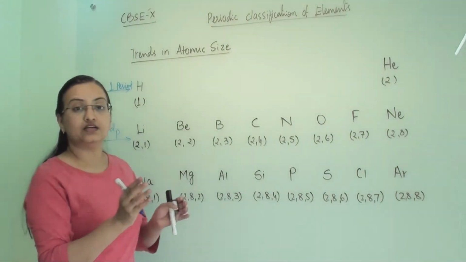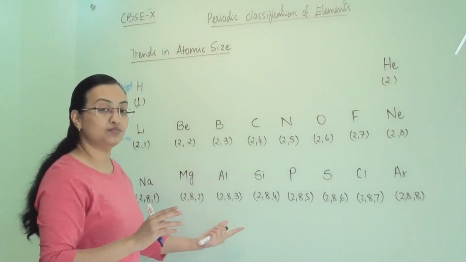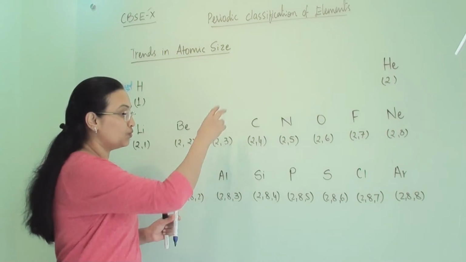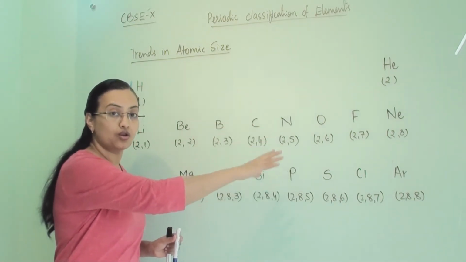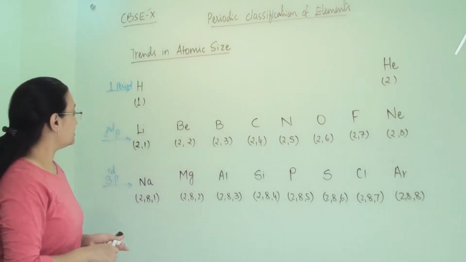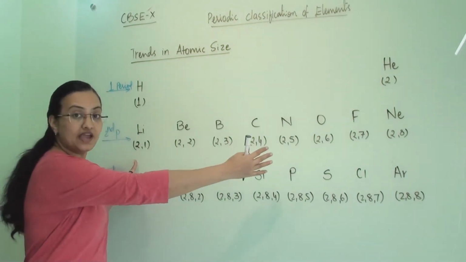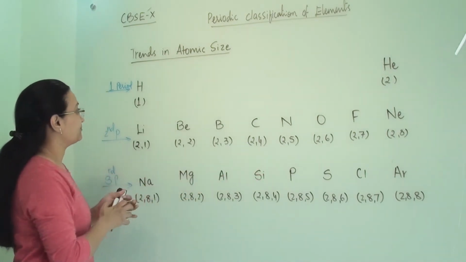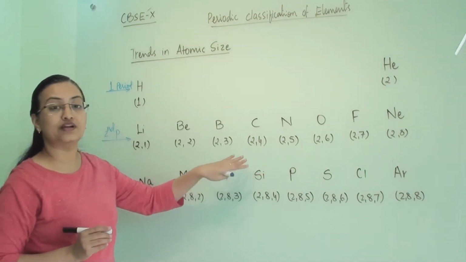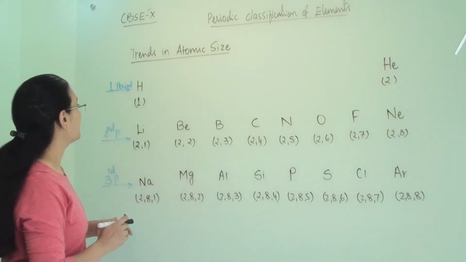This is the third period. Now we know that all the horizontal lines we term periods, and all the vertical lines or vertical columns we term groups. So here I have mentioned 3 periods and a total of 8 groups. Here we have not included metalloids and we have not included transition metal elements.